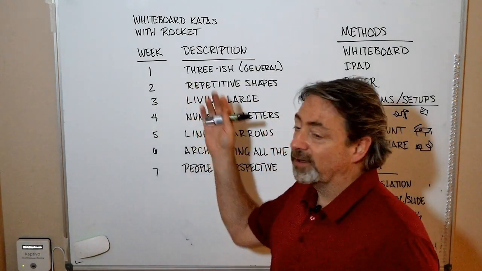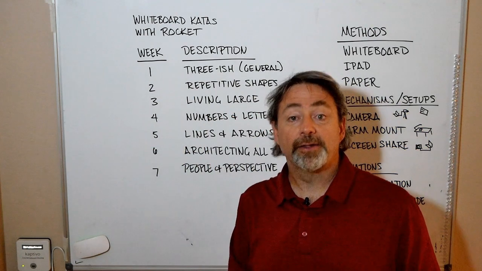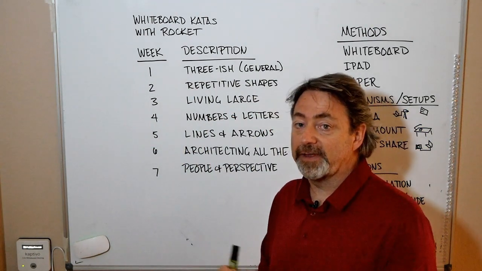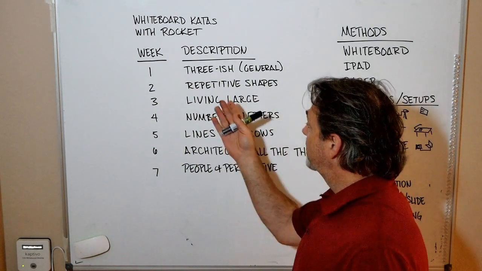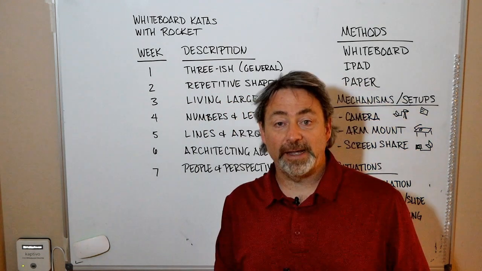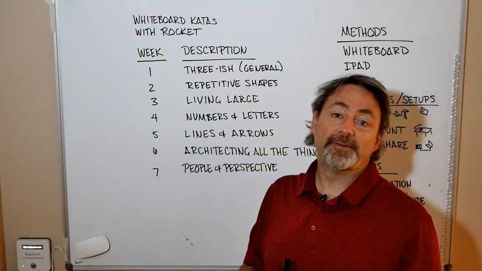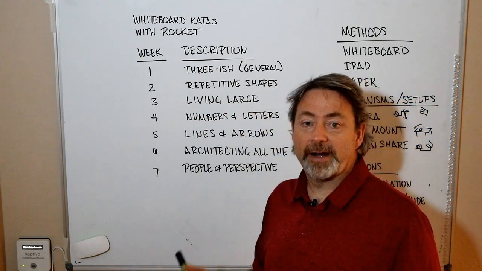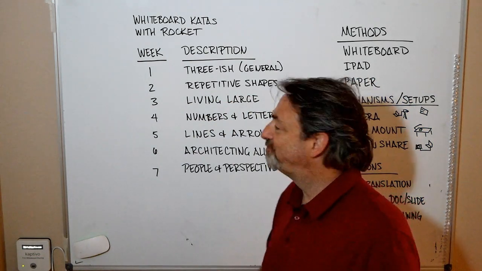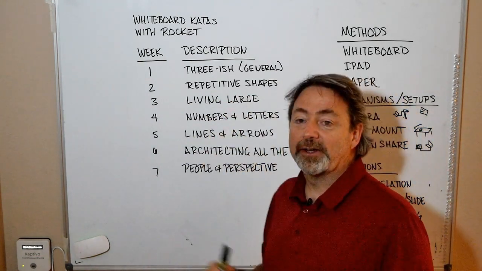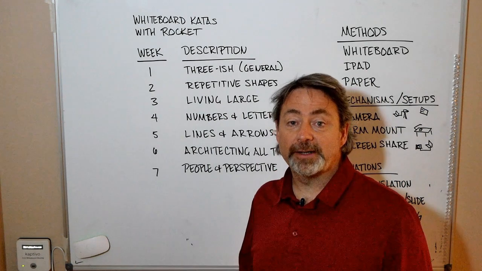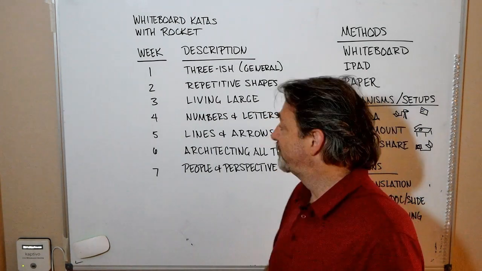First, we're going to start with a general kata that I call three-ish. This is where you do threes of things. Next, we'll work on repetitive shapes. This is where you draw various shapes in a repetitive way. Novel, that. Next, living large: how to draw large shapes and be good at it.